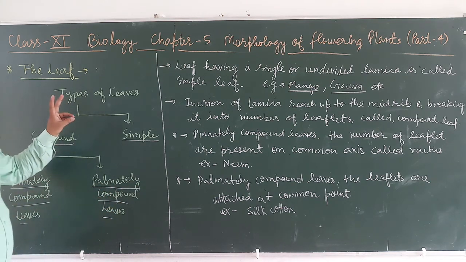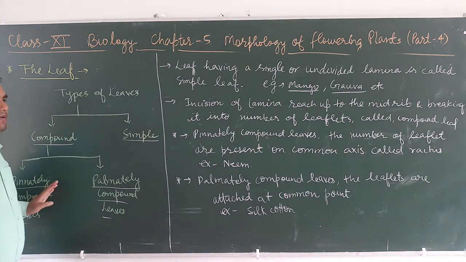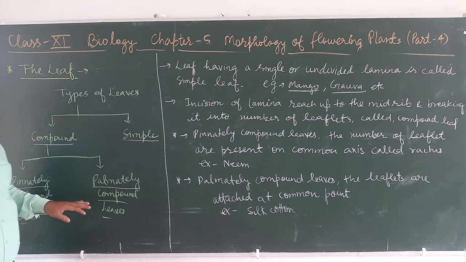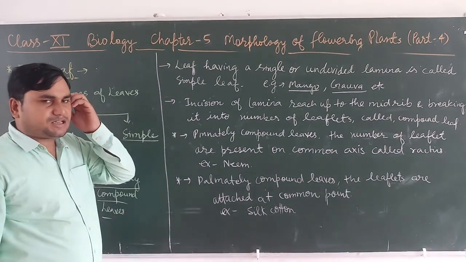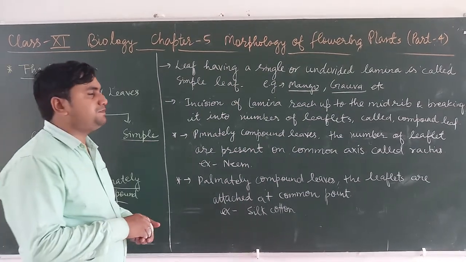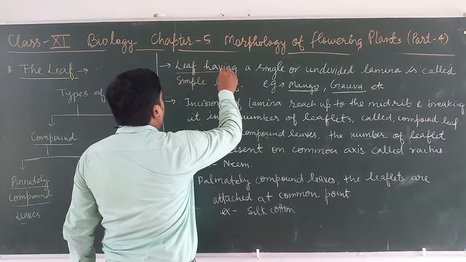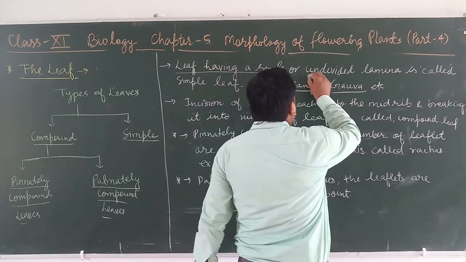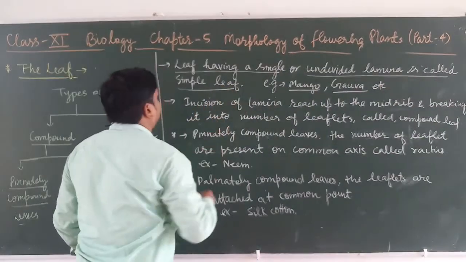Types of leaves are two types: simple leaf and compound leaf. Compound leaf are further two types: pinnately compound leaf, and this one is the palmately compound leaves. Here the description of the leaves. Leaves having a single or undivided lamina is called simple leaf.